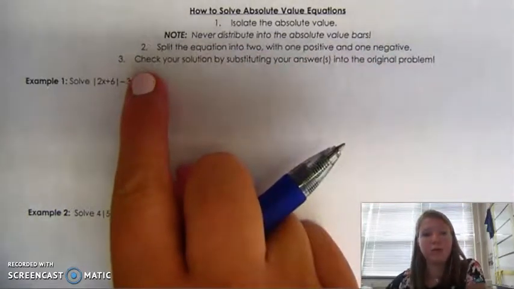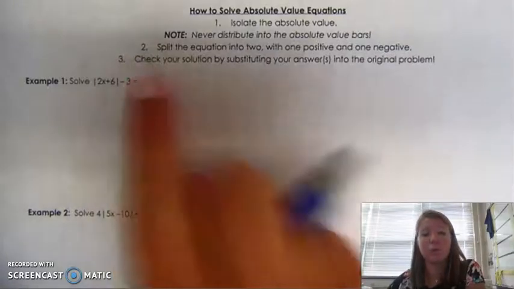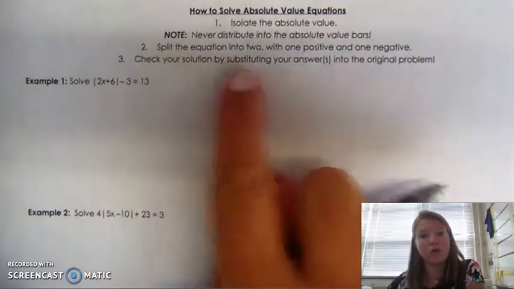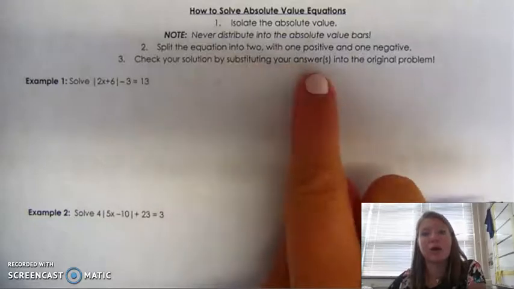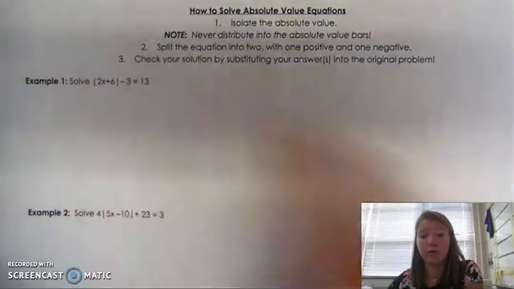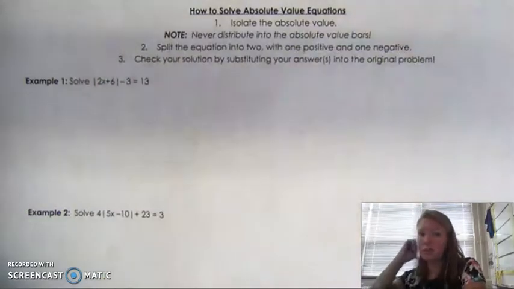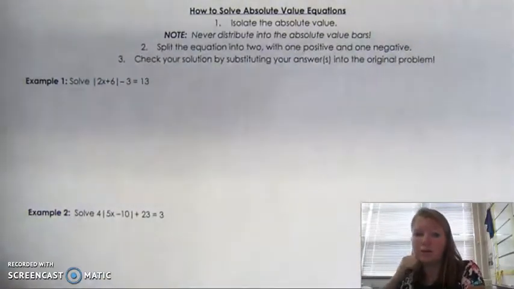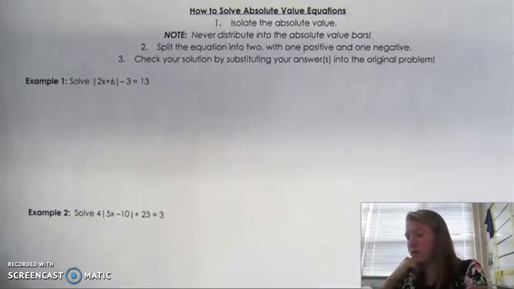And then finally, when we're finished solving for x in both equations, we're going to check our solutions by substituting our answers into the original problem. So our first example is 2x plus 6 in absolute value bars minus 3 equals 13.